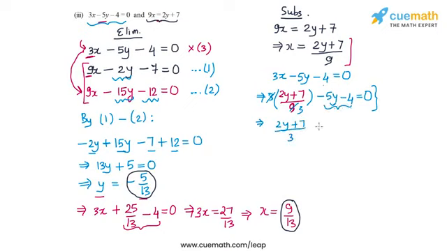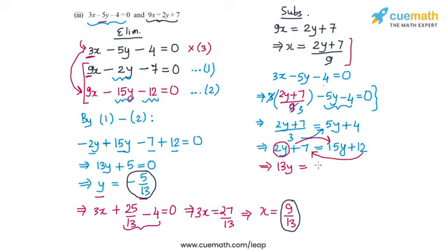And these two terms, minus 5y minus 4, let me take them to the RHS and write them as 5y plus 4. And now let's cross multiply 3 on the right side, and that will give me 2y plus 7 is equal to 15y plus 12. And now let's take this 2y to the right side, subtract it from 15y, so that's 13y, and then we have 12 subtracted from 7, so that's minus 5. So 13y is equal to minus 5, or y is equal to minus 5 by 13.